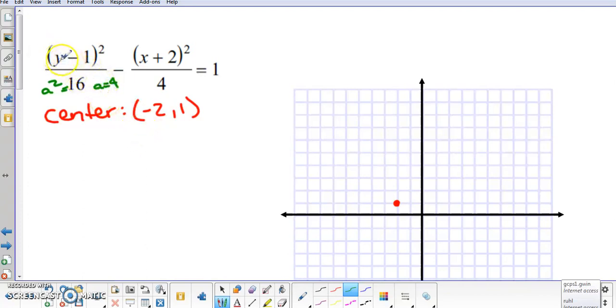And just like with ellipses, because this is underneath the y, that means I'm going to go up and down that many. So I have 1, 2, 3, 4. And 1, 2, 3, 4. Okay. And now here for my x, this is going to be my b squared. So that means that my b equals 2. So that means I'm going to go horizontally 2 from my center.